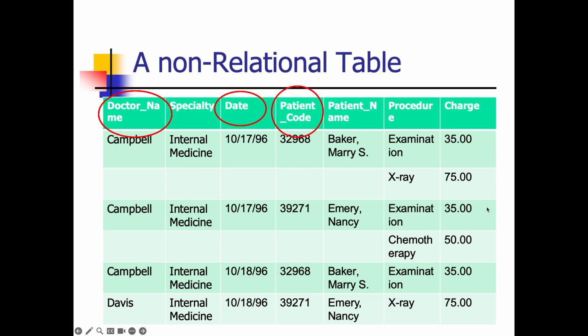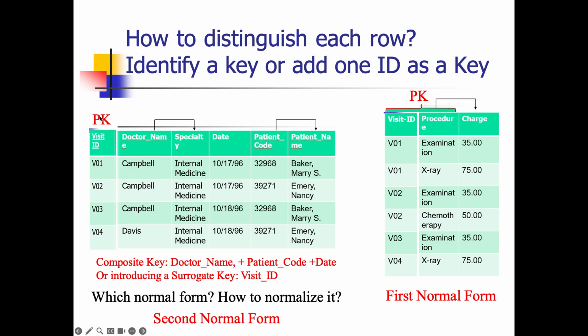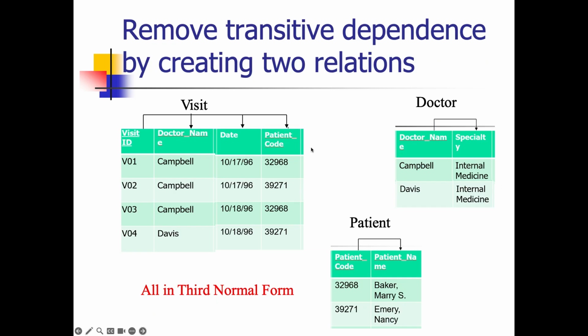And so we add a surrogate key here as a primary key. Let's say a visit ID, or any ID name that you want to put on it. And so now this is unique. So here you have a table with the visit ID, doctor name, specialty, date, patient code, and patient name.